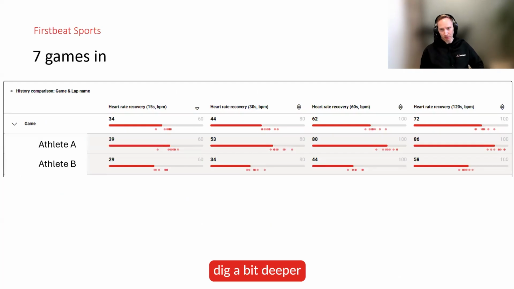dig a bit deeper to confirm his thoughts about the conditioning state of the athlete. So here we have the comparison where they have played 7 games. Again, we have the athlete A and athlete B, and here we are comparing the heart rate recovery values for those 2 athletes. We have selected here now 15 seconds, 30 seconds, 60 seconds, and 120 seconds for the comparison to see what's the trend over different time frames.